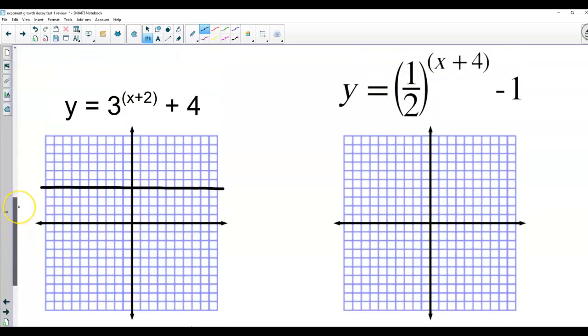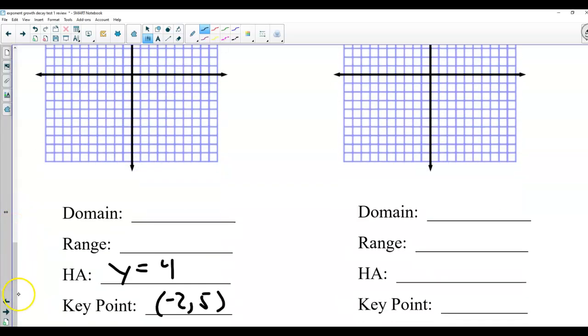We have point negative 2, 5. That point is above the horizontal asymptote. So that means my range is going from 5 to infinity. And my domain, as usual, negative infinity to infinity.